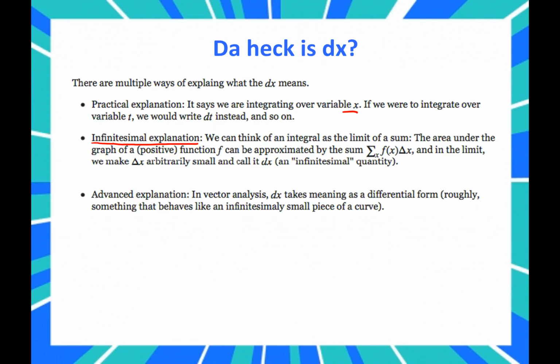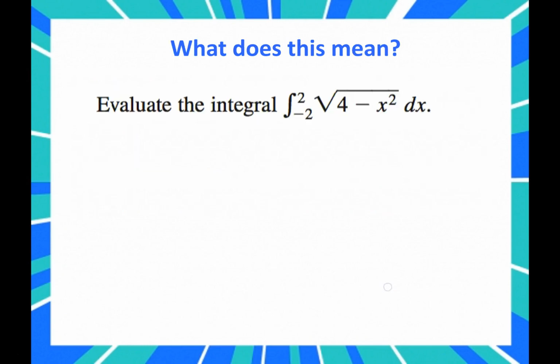What is the dx thing? Well, if you want, you're welcome to read all this stuff right here. But the practical explanation is all we really care about, this idea that it identifies the variable. That's actually not the reason why it's there, but it's the practical reason. If you want to read the more complicated explanation, it's basically an infinitesimally small width of a rectangle. But let's not get caught up on that.